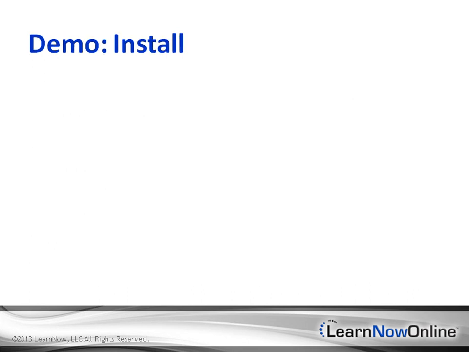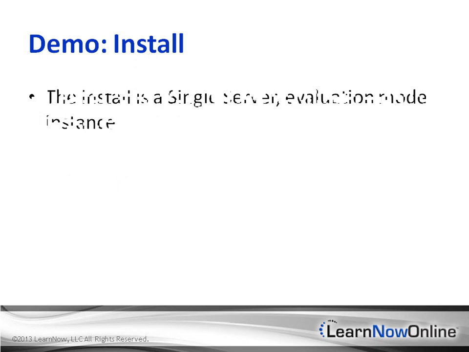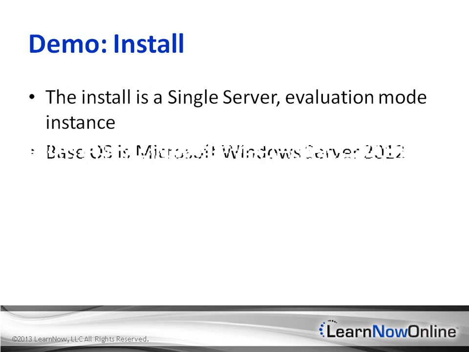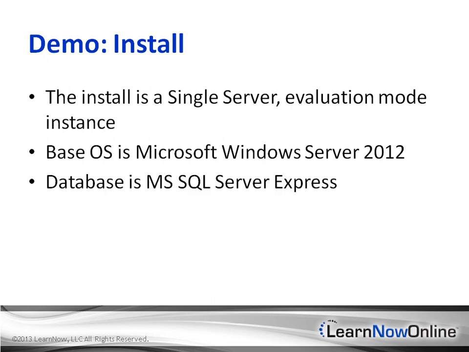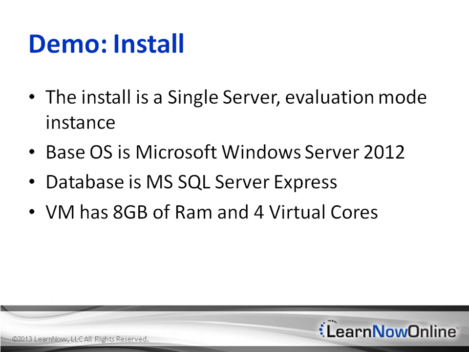So I'll finish this up and go into the demo, which is where we really want to take a look at the install. The install will be a single server evaluation mode instance. We're going to do the base Windows Server 2012, that's no R2. The database will be MS SQL Server Express. We're going to be doing that single server evaluation mode SharePoint. The virtual machine has 8 gig of RAM and 4 virtual cores.